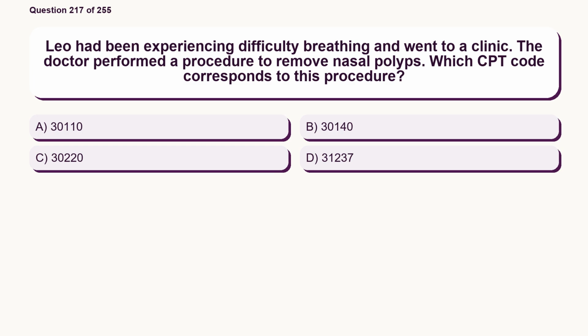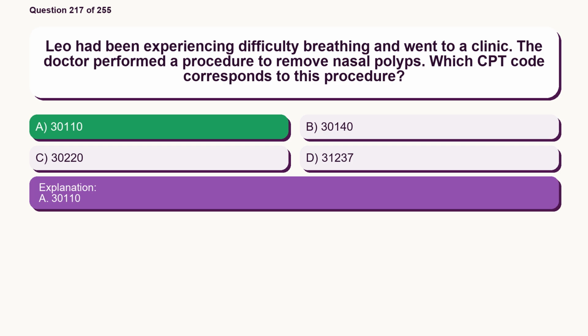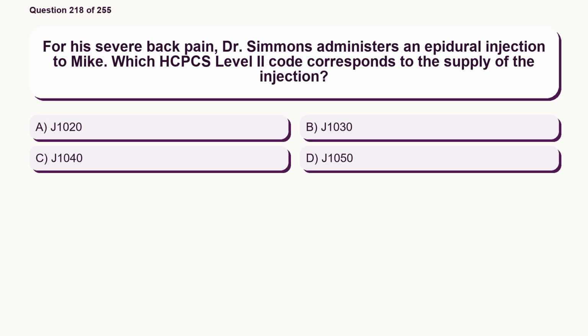Question 217. Leo had been experiencing difficulty breathing and went to a clinic. The doctor performed a procedure to remove nasal polyps. Which CPT code corresponds to this procedure? Option A, 30,110. Option B, 30,140. Option C, 30,220. Option D, 31,237. The correct answer is option A, 30,110. Question 218.